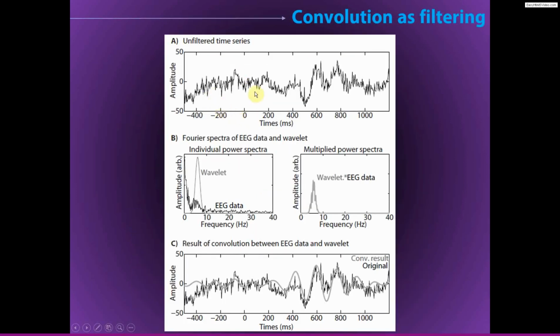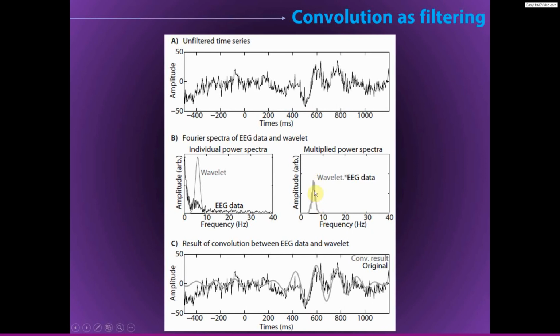Now, again, the same EEG data. And here we have a Gaussian in the frequency domain. So this is our representation of the Morlet wavelet. Here is the spectrum of the data. Now we pointwise multiply them together.